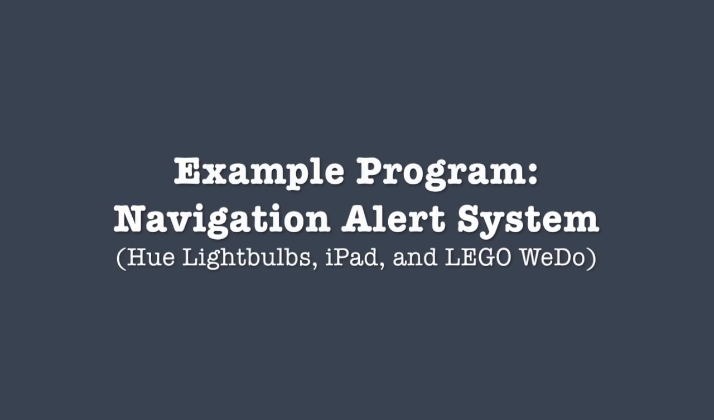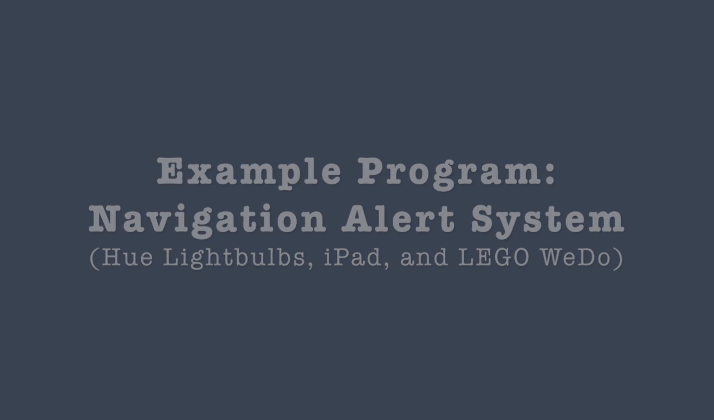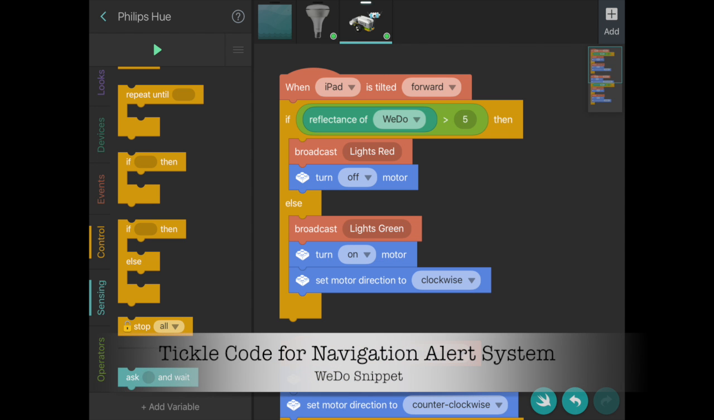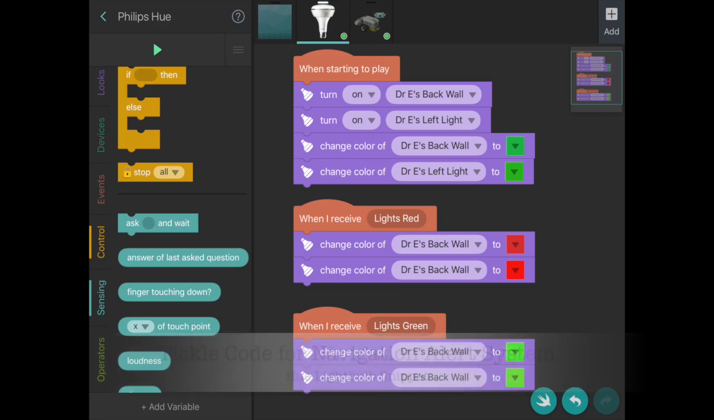Another example program created with both Tynker and Tickle is the navigation alert system. In this example, the WeDo car is controlled by the tilt of the iPad. If the WeDo is driven too close to an object, the Hue lights change from red to green, indicating that an obstacle has been met.